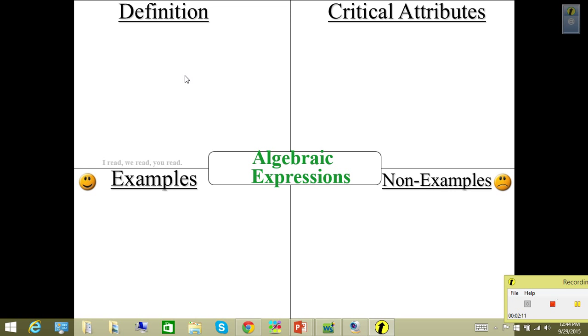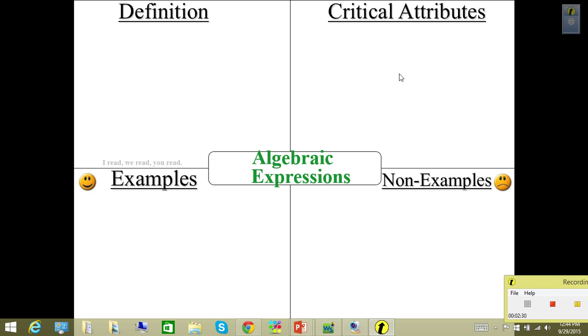So once again, you wrote somewhat your definition, examples, non-examples. So turn around and talk it over with your neighbor and see if they have the same definition as you, some examples and non-examples. Okay, let's see how well you did.